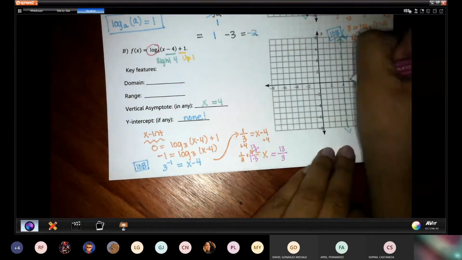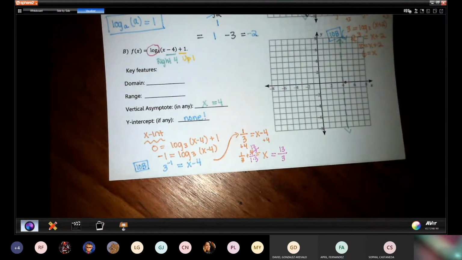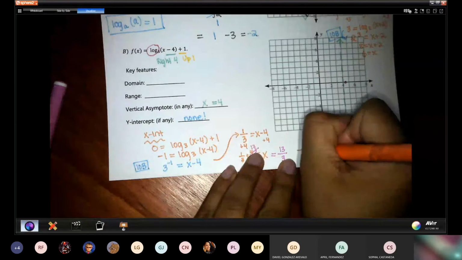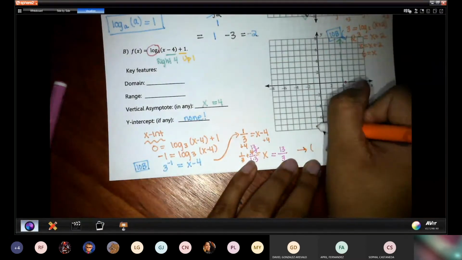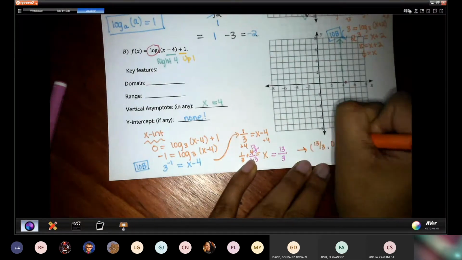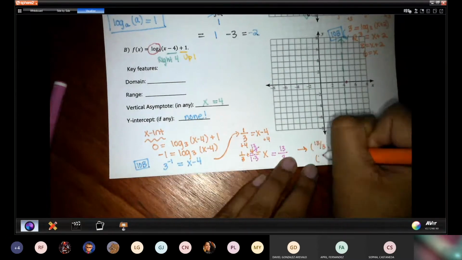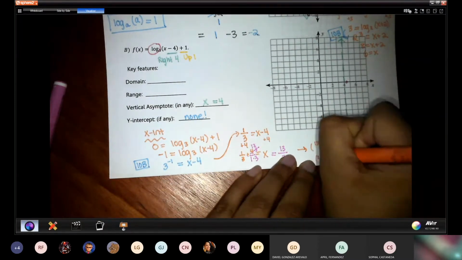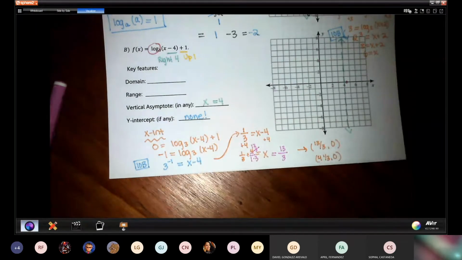So either way, you can just plot it right over here, okay? So we know that our x-intercept after all of that is x equals 13 over 3 and y equals 0. Or you could write it as 4 1/3 and 0. Up to you. Okay? Good.